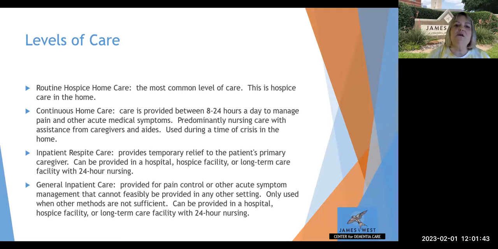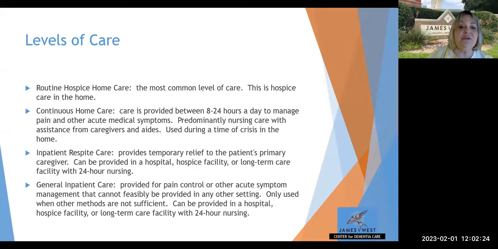They stopped that benefit. You can still qualify for continuous care at the very end of life when the person is imminent, if their pain or their agitation is uncontrolled, if they are needing someone sitting bedside, able to give meds, there are still ways to qualify for that, but most of the time they don't. Let's look at that continuous home care. This is care that's provided between 8 and 24 hours a day, again, to manage pain and other acute medical symptoms. Predominantly nursing care with assistance from caregivers and aides. This is during a time of crisis in the home.